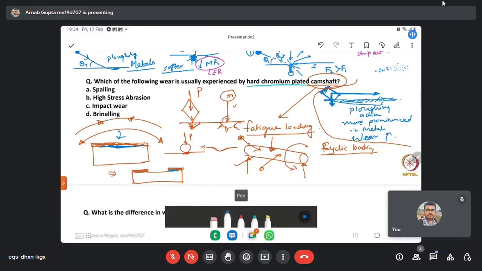So cracks will again initiate in these directions under these loading conditions. So spalling is the correct option.